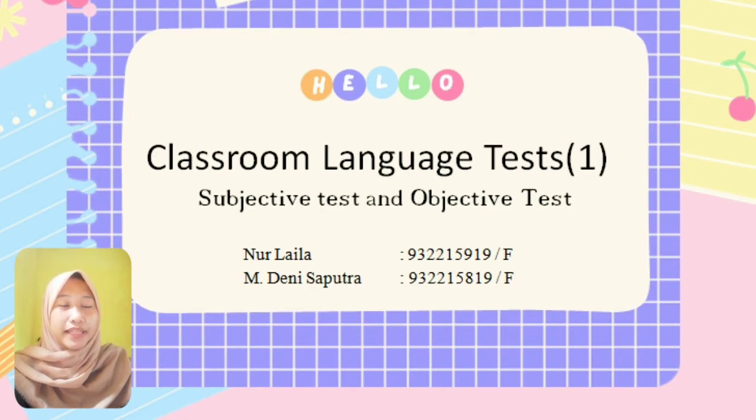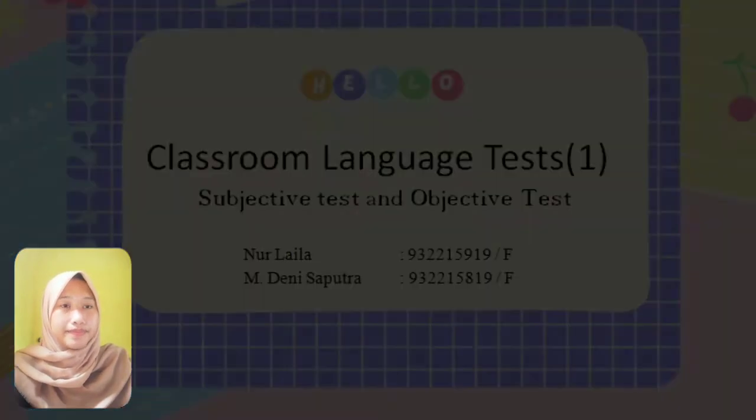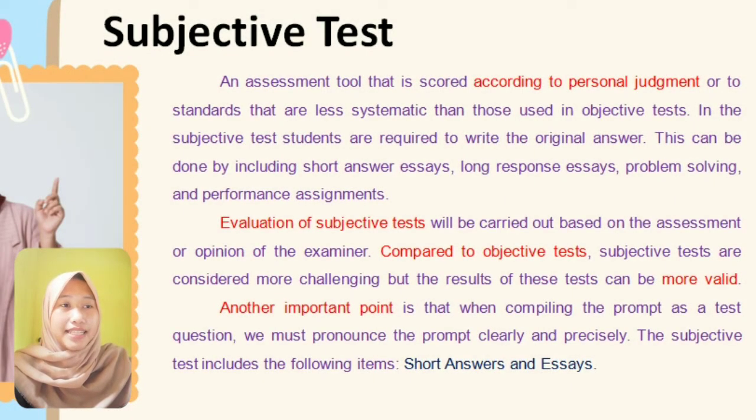We would like to explain about Classroom Language Test 1, about subjective tasks and objective tasks. So, a subjective task is an assessment tool that is scored according to personal judgment or to standards that are less systematic than those used in objective tasks.